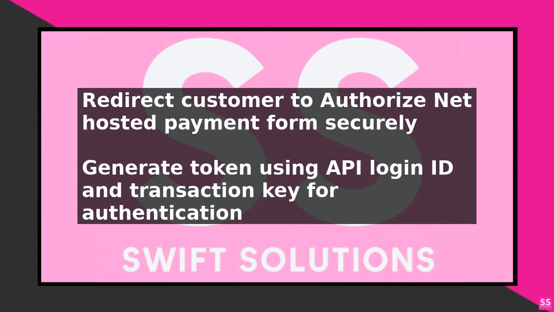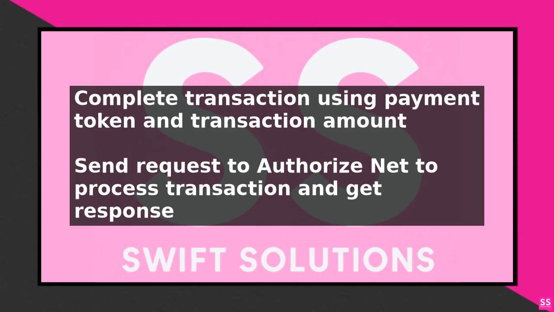The next step is to complete the transaction using the payment token. You will need to send a request to Authorize Net with the payment token and the amount of the transaction. Authorize Net will then process the transaction and return a response indicating whether the transaction was successful or not.